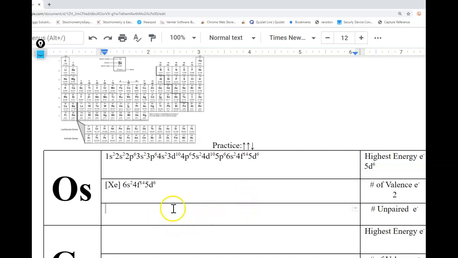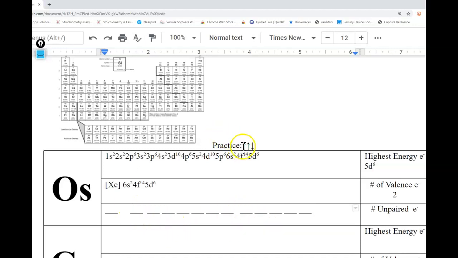Now, the final part of this is showing the orbital notation. For the orbital notation, you are going to show one orbital location for the s's, 3 for the p's, 5 for the d's, and 7 locations for the f's. Sorry, I said the wrong thing there.